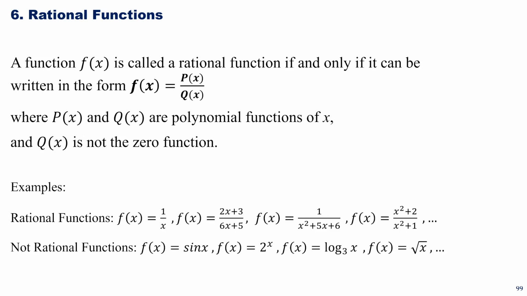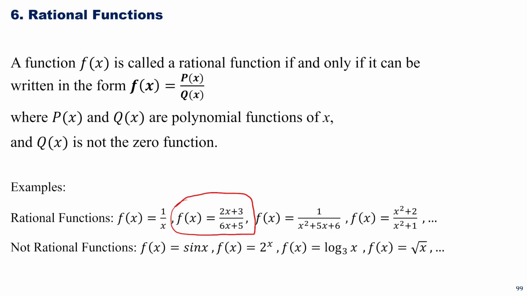It's not defined. For example, all of these following functions, f(x) equals 1 over x, or 2x plus 3 over 6x plus 5, or the reciprocal of a quadratic function, are called rational functions. So according to the definition of rational functions, we might have an indefinite number of types of rational functions. In this course, we'll focus only on a rational function of this type, which is a quotient between two linear functions.